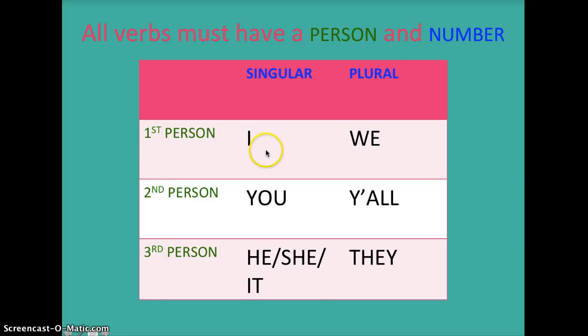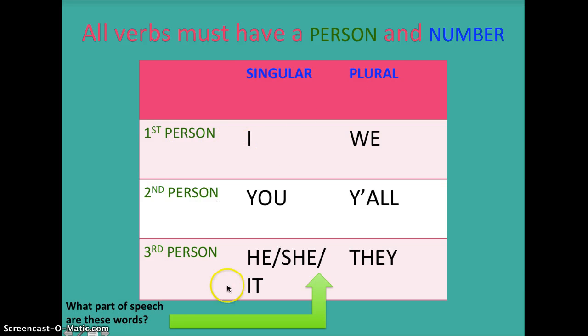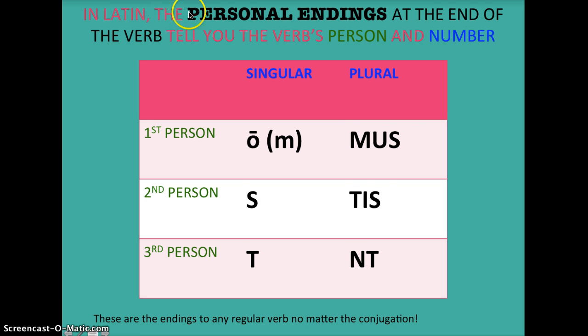So first person singular uses the pronoun I, second person singular you, third person singular he, she, or it, and so on. The Romans had personal pronouns for I, you, he, she, it, we, y'all, they. If you say it fast enough, a bad word you will say. But they didn't use them as often as we do. Instead, the Romans used personal endings.